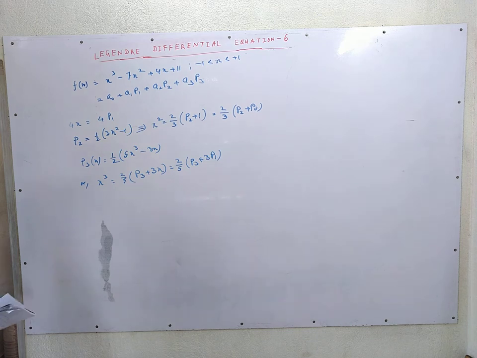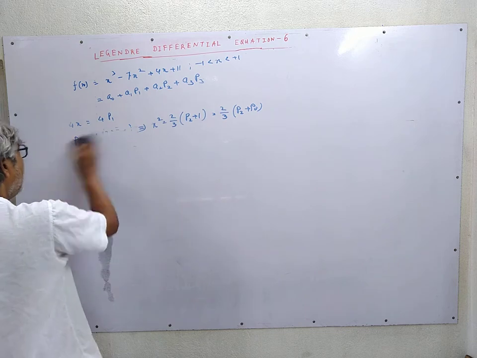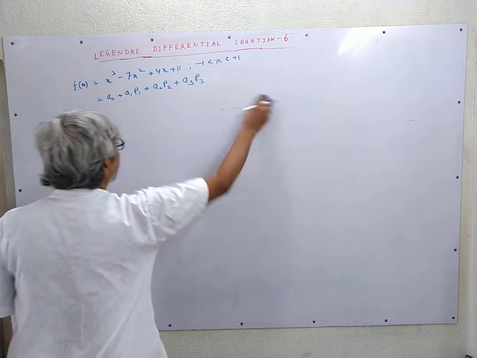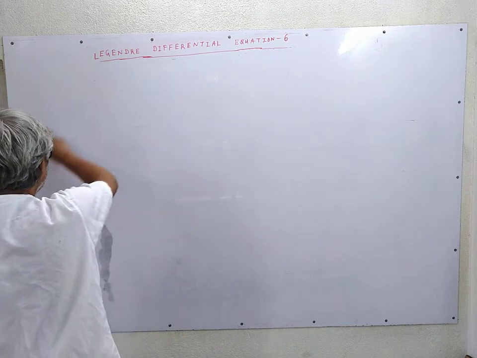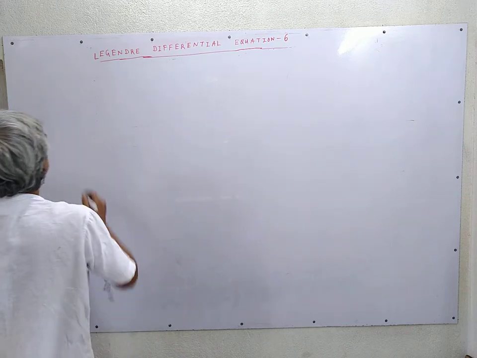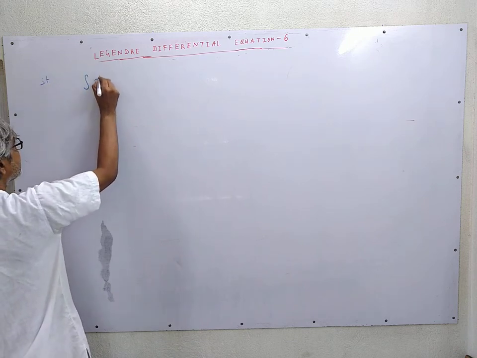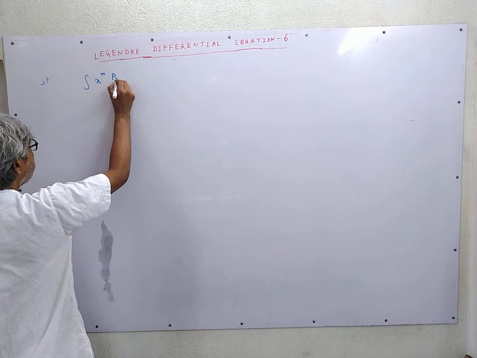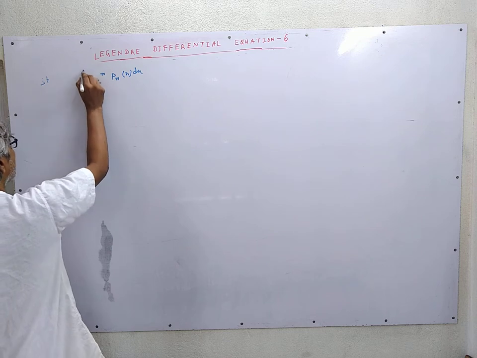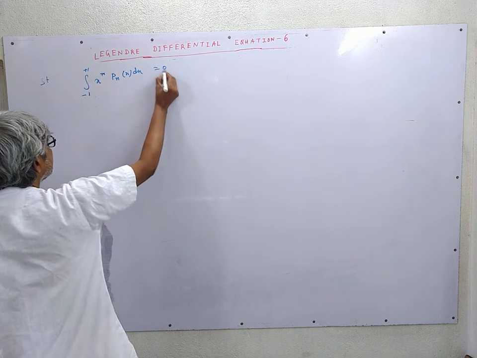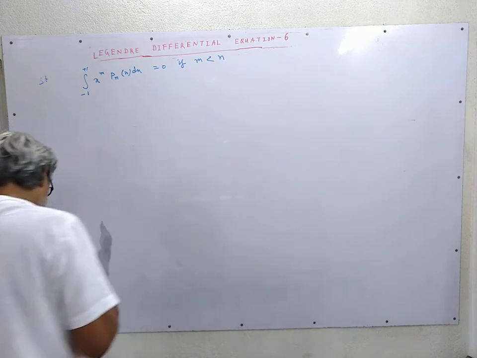Another problem, which is a bit involved, that's why I was a bit reluctant whether this should be worked out or not, and finally decided to work it out. Show that the integral of x to the power m Pn of x dx from -1 to +1 is 0 if m is less than n. This is to show.